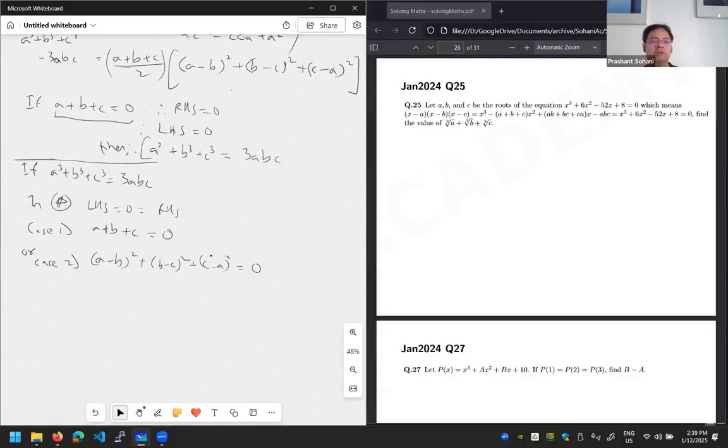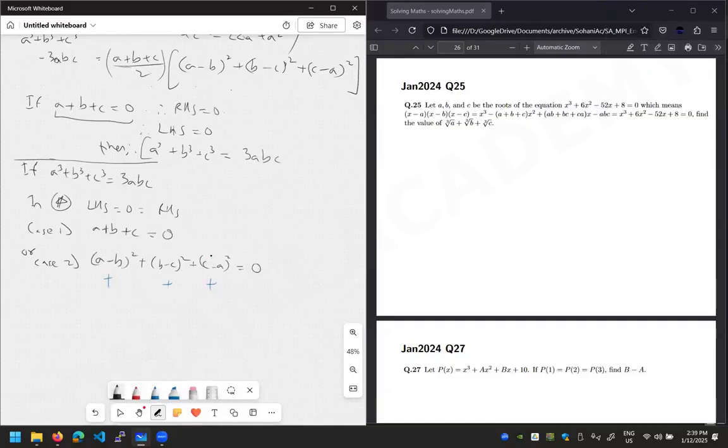See, when you have a perfect square, we all know that a perfect square cannot be negative. It can only be 0 or positive. So if all these three brackets are positive, then the sum will be positive. How can the sum be 0? So what is the only thing that is allowed?